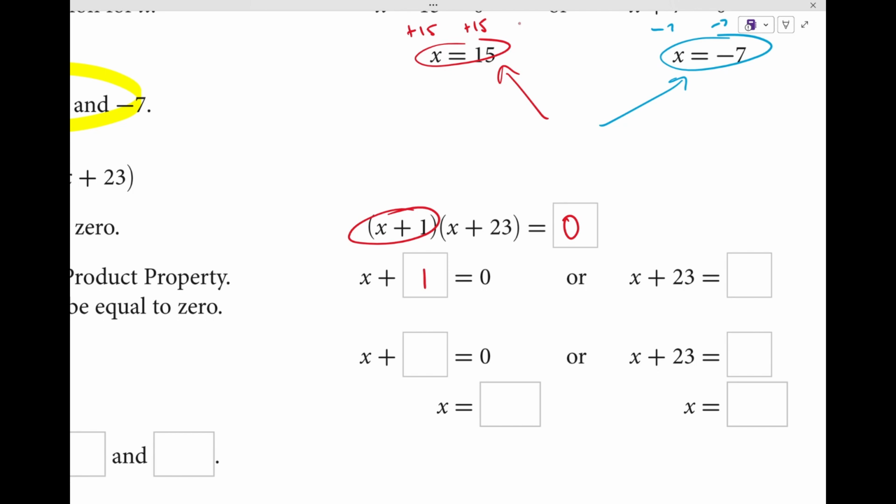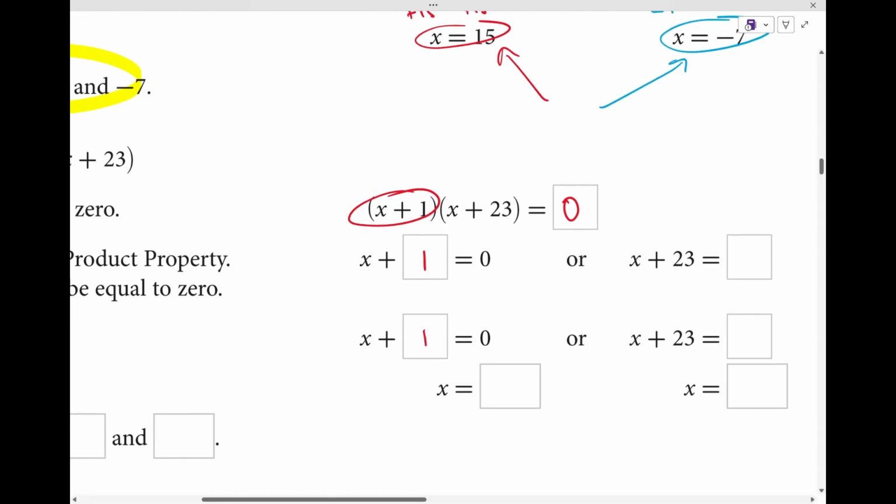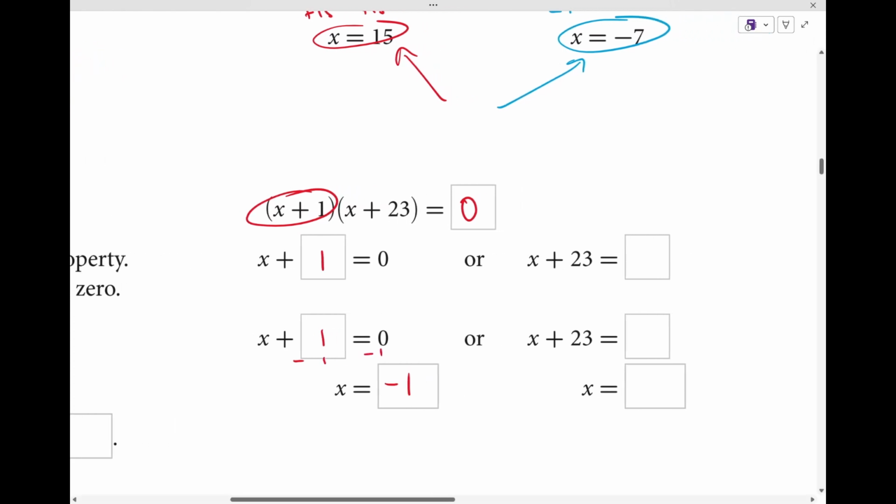If that's true, I'm not sure why it makes us write it here twice, but it's fine. So we're going to subtract 1 on both sides, so x is equal to negative 1 in this case.